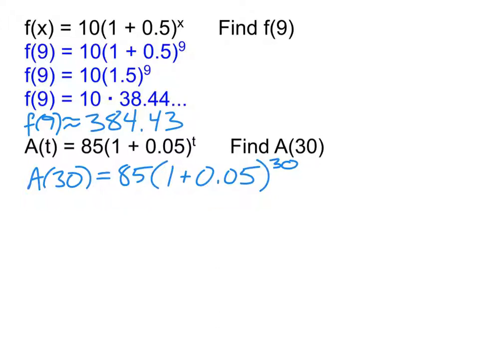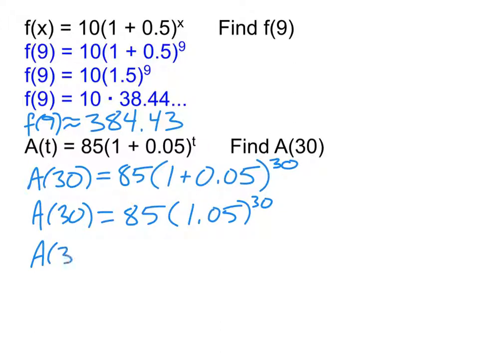So, when doing this problem now, we have to think about order of operations still, and you still have to be careful about that order. I have to do the stuff inside the parentheses first, remember. So this is going to be 85 times 1.05 to the 30th. Next up, I have to do the 1.05 to the 30.